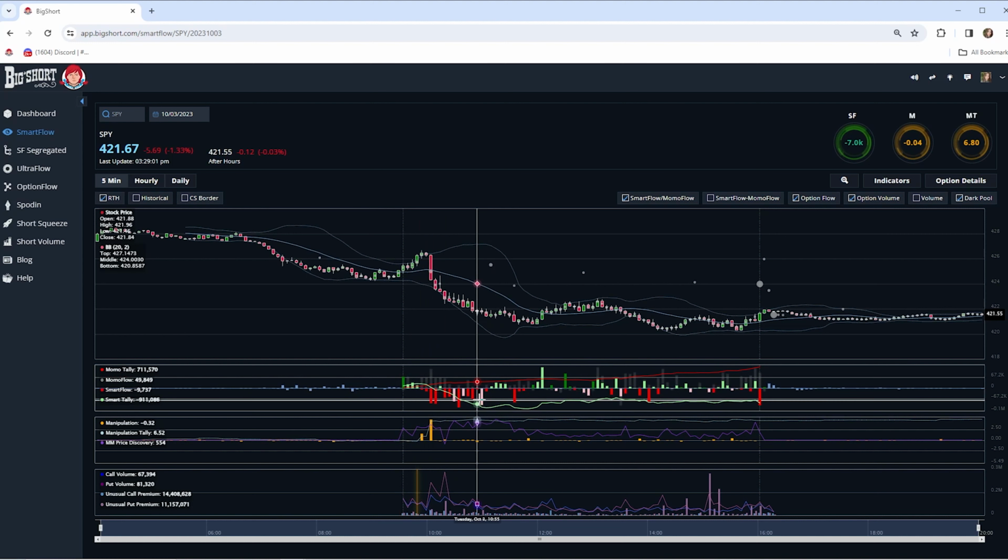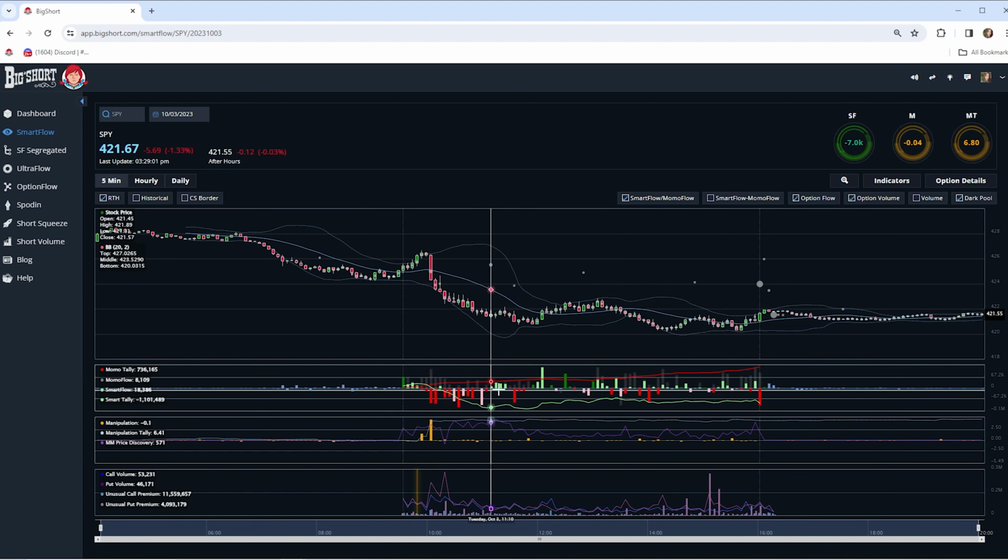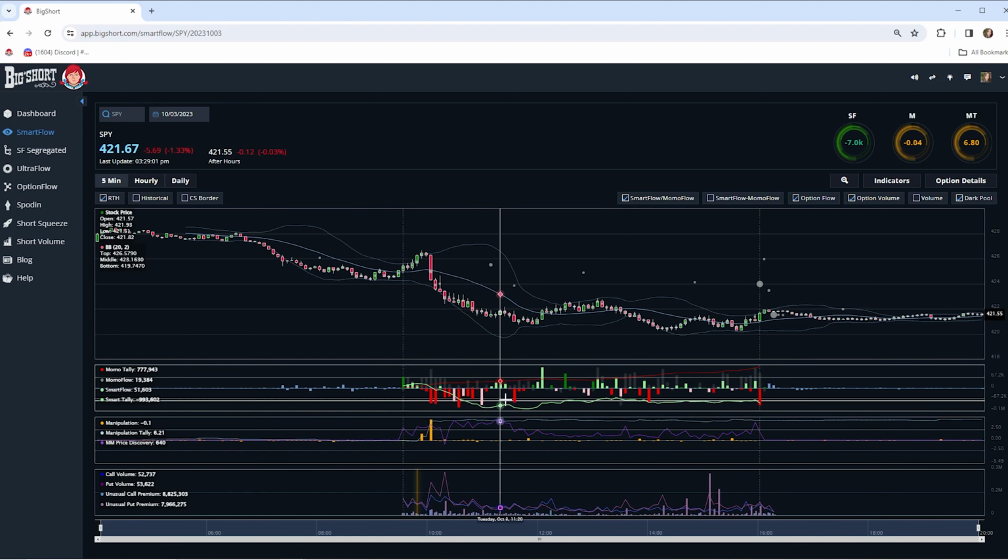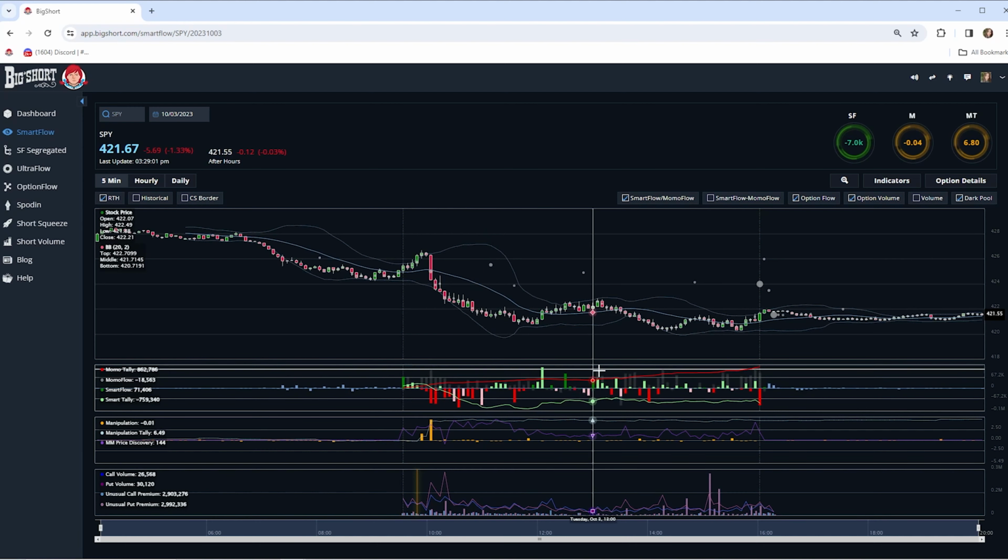Light green and pink bars means that smart flow and Momo flow are aligned, and the shadow bar shown is the Momo flow volume, like here for example.